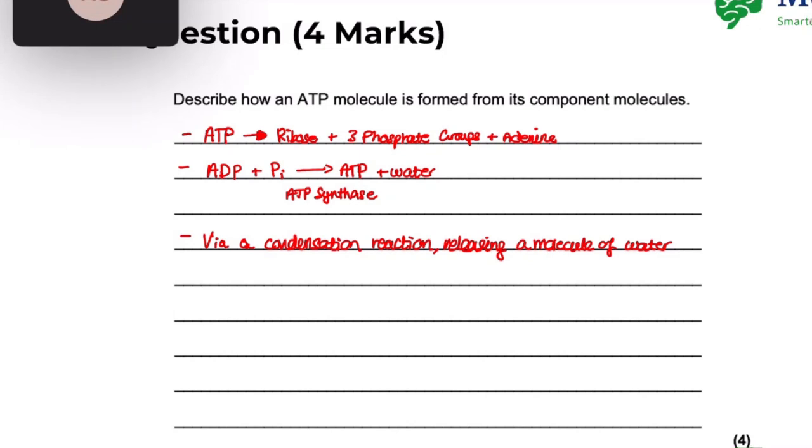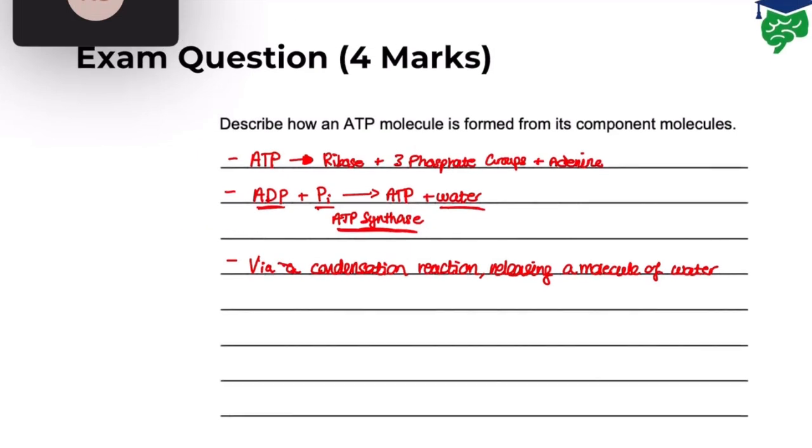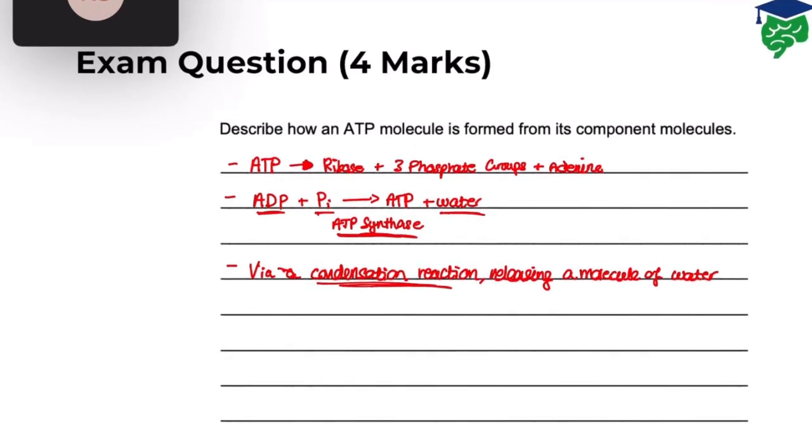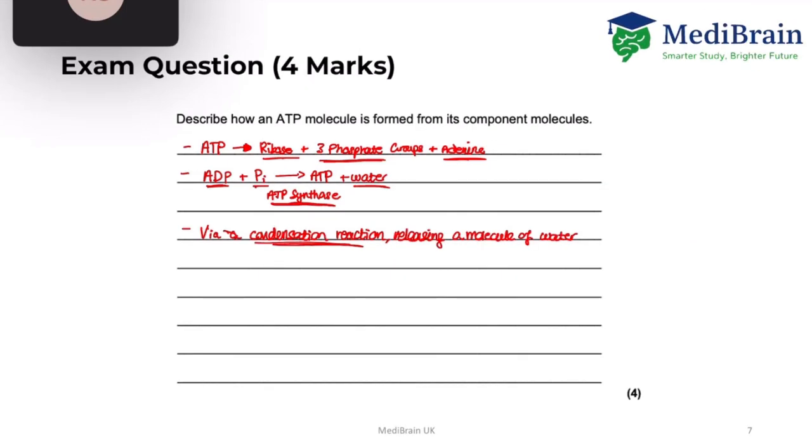Okay. Describe how an ATP molecule is formed from its component molecules. So its component molecules are ADP and Pi. ATP synthase is the enzyme which catalyzes the reaction. Water is released. It's a condensation reaction that occurs in the process. From its component molecules, we've named all the component molecules. We've got ribose, 3 phosphate groups, and adenine. Okay, so I think that's everything for this question.